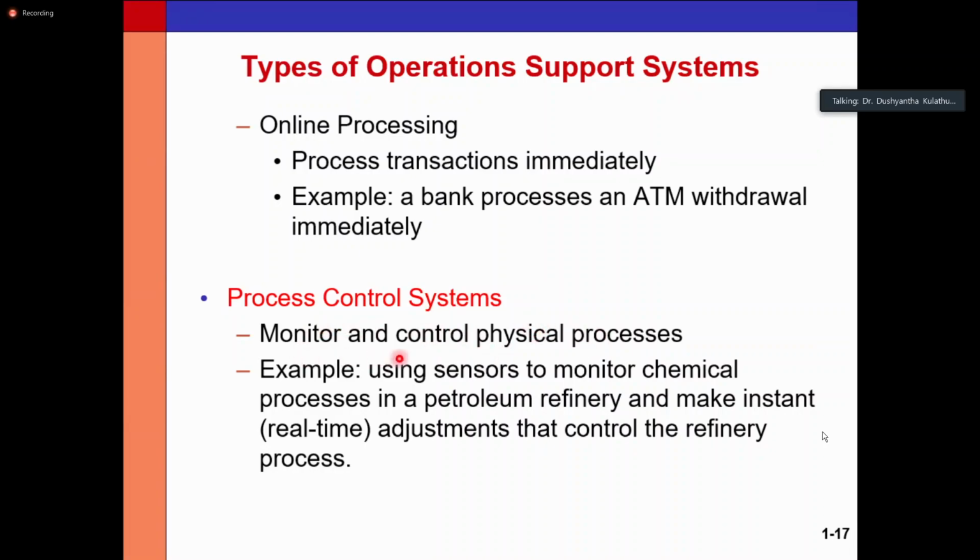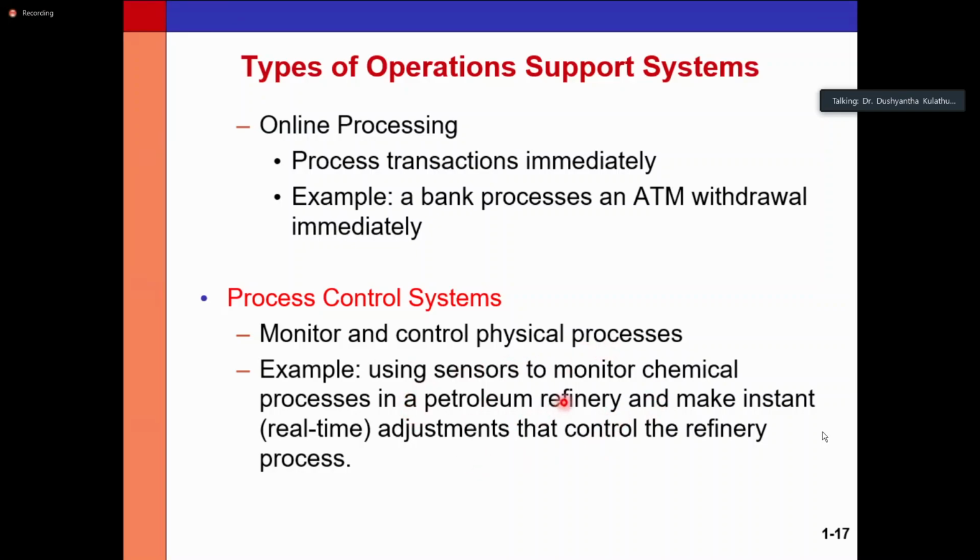In most cases, these systems will be connected to sensors, and the sensors will identify whether a particular thing has happened or not, and depending on that, an action can be taken by the system. The example says using sensors to monitor chemical processes in a petroleum refinery and make instant, real-time adjustments that control the refinery process.